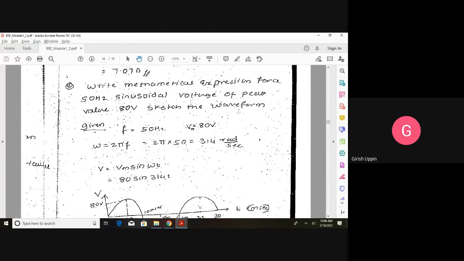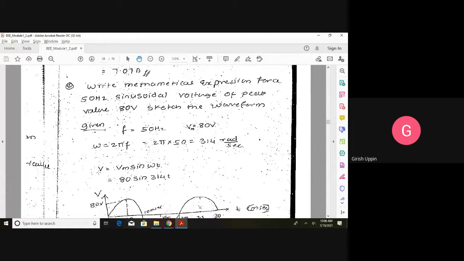When you are drawing the waveform, two things are very important. One is the time period. You have to specify the time period. The second one is the amplitude or the peak value. Using the frequency, we can find the time period, and the peak value they have given. f is 50 hertz, Vm is 80 volts, omega is equal to 2 pi f, that is 2 pi into 50, which is 314 radians per second.